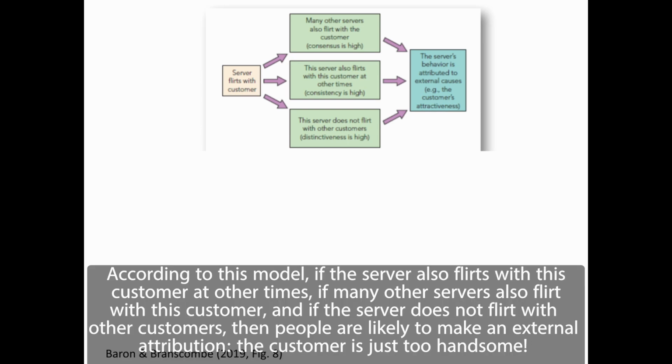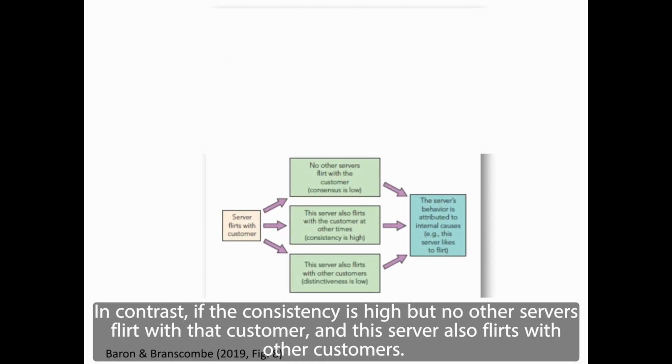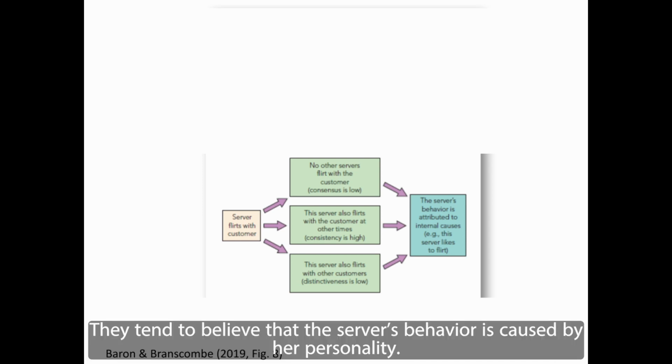According to this model, if the server also flirts with this customer at other times, if many other servers also flirt with this customer, and if the server does not flirt with other customers, then people are likely to make an external attribution: the customer is just too handsome. In contrast, if the consistency is high but no other servers flirt with that customer, and this server also flirts with other customers, then people are likely to use internal attribution to explain this behavior. They tend to believe that the server's behavior is caused by her personality.